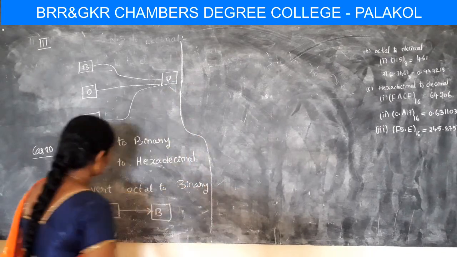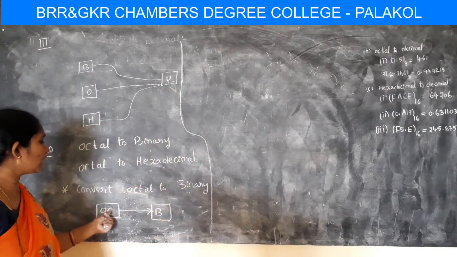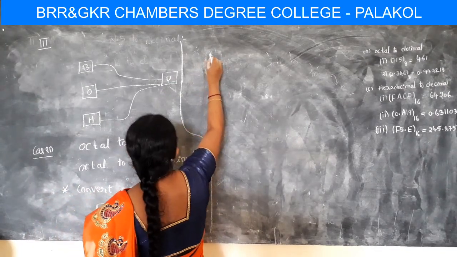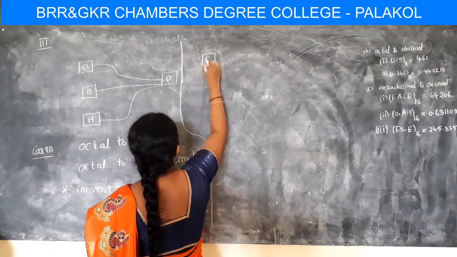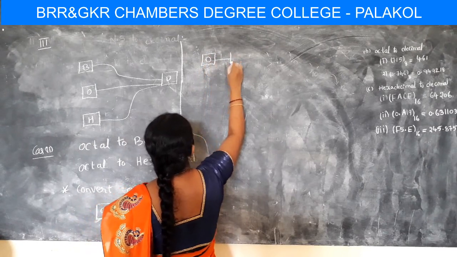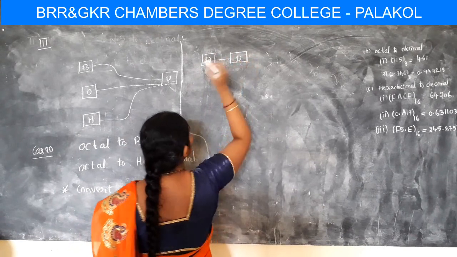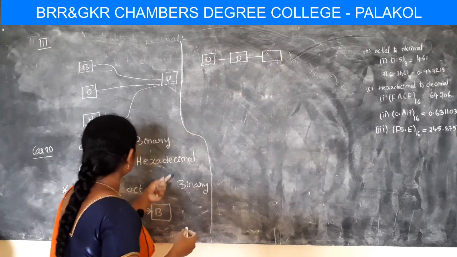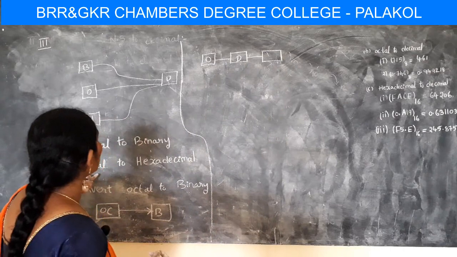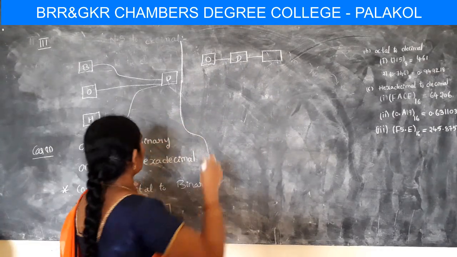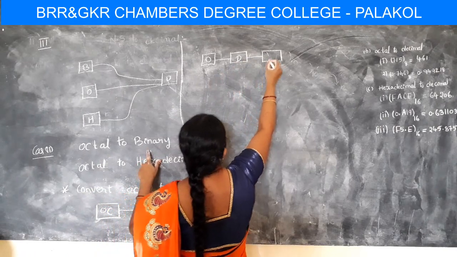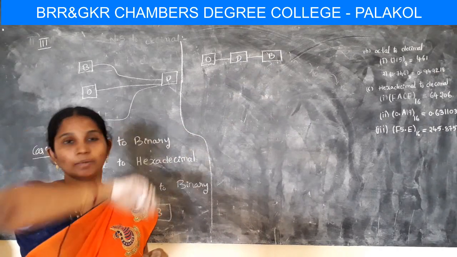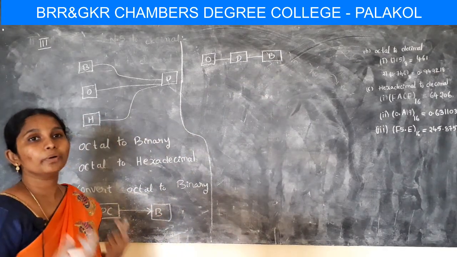The same process. First of all, this octal number is converted into the decimal number system. So here the first process is the octal number is converted into decimal, and after that this decimal number is converted into a binary. Okay. So how to convert any number to decimal number?